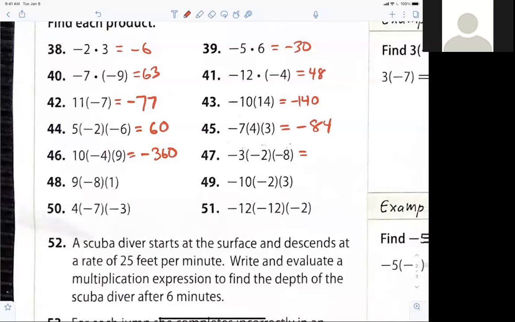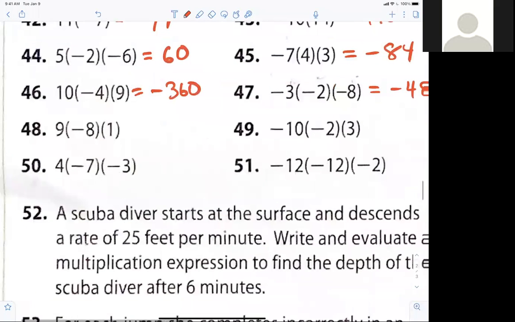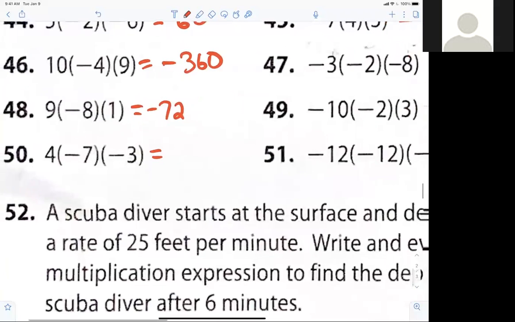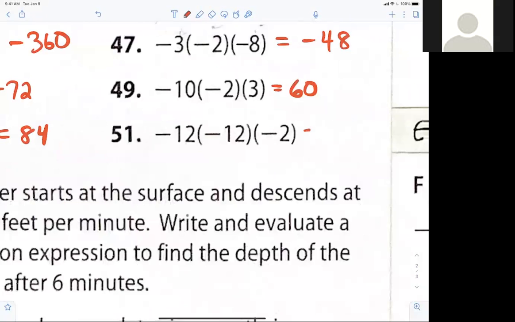Okay, 47. You are amazing. -48. Very good. -72 is accurate. 60. I like that. These two to do are easier to do first. Is it positive or negative? Positive 84. Good job. Okay, Austin, so that would be 124. Good job, Austin.